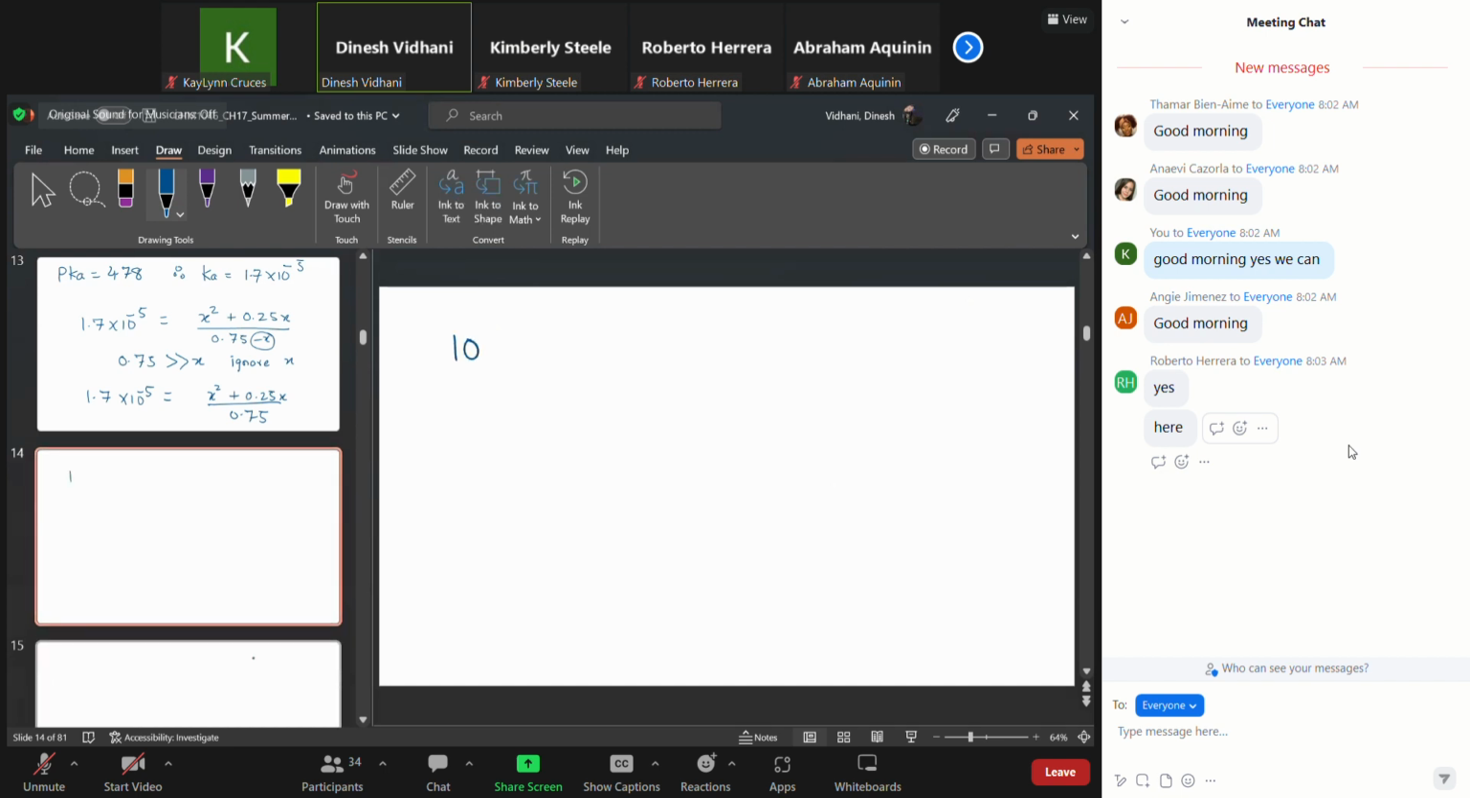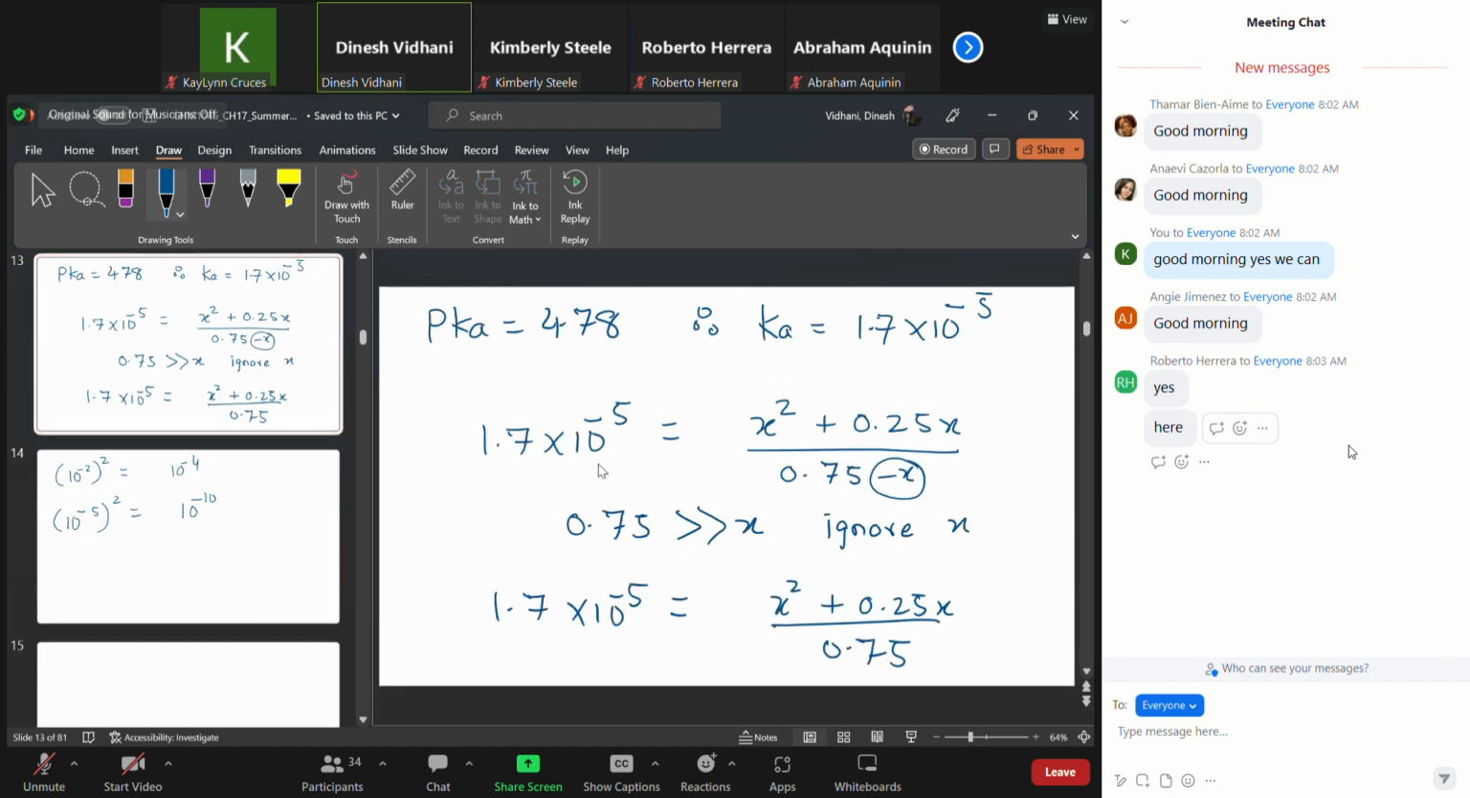If I square 10 to the power -2, that's going to be 10 to the power -4. If I square 10 to the power -5, that's going to be 10 to the power -10, right? So when you square a small number, it becomes way smaller than that. Well, didn't we just say that your acid is a weak acid? It's a very, very weak acid. So squaring x, which is already a small number, I can simply ignore that, right?